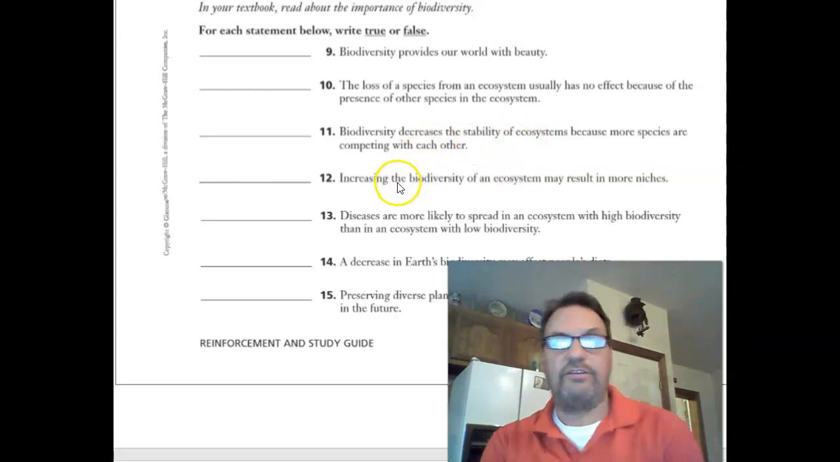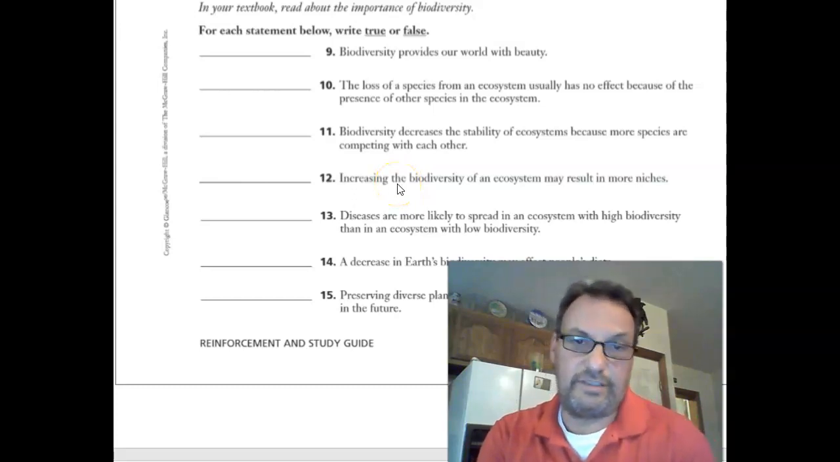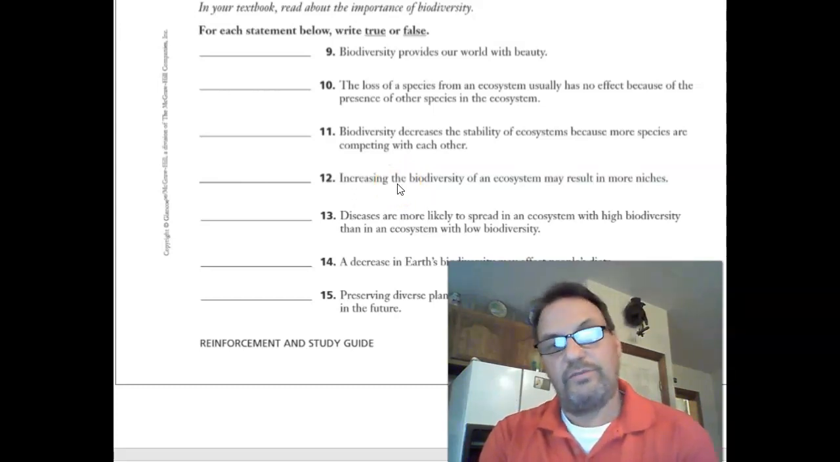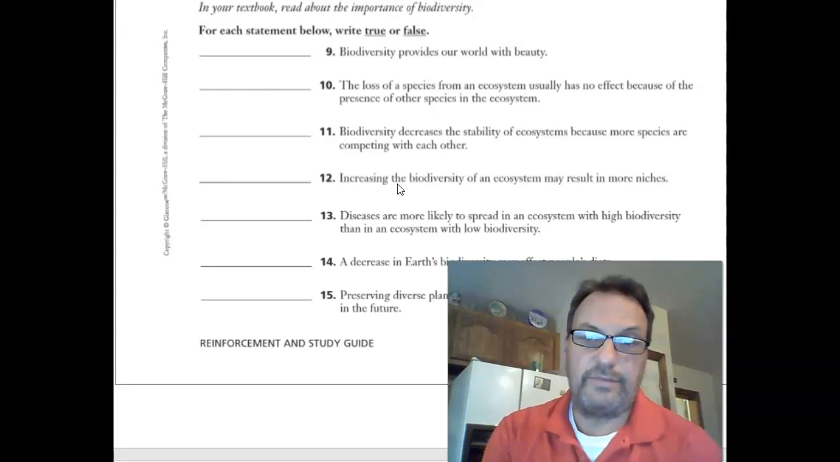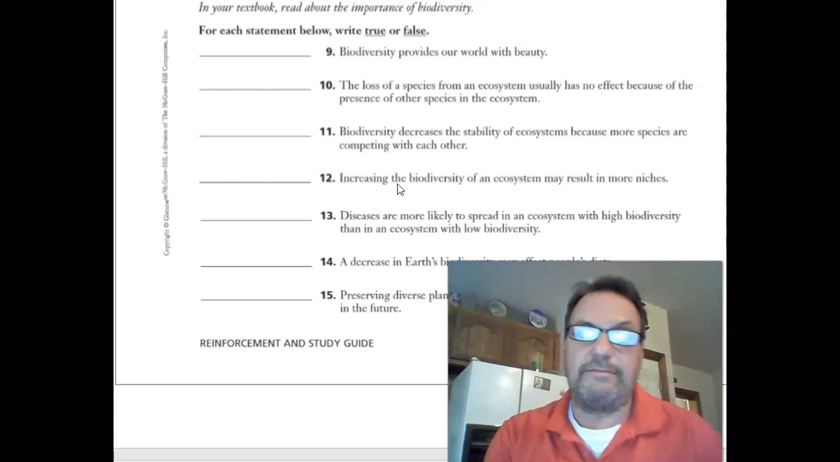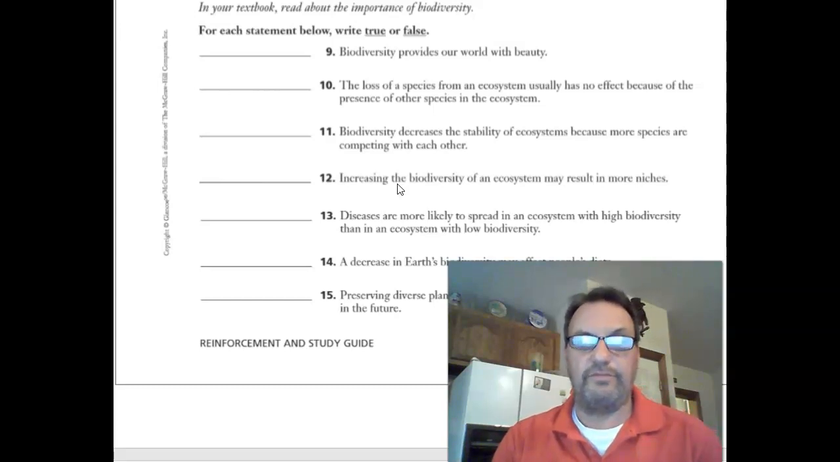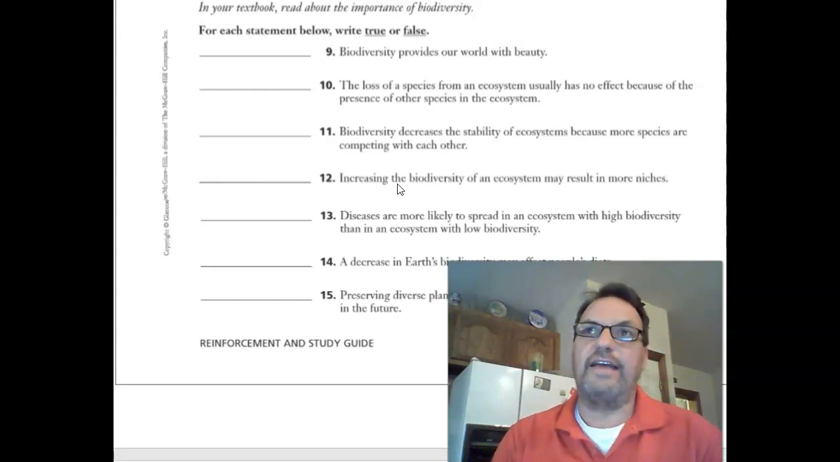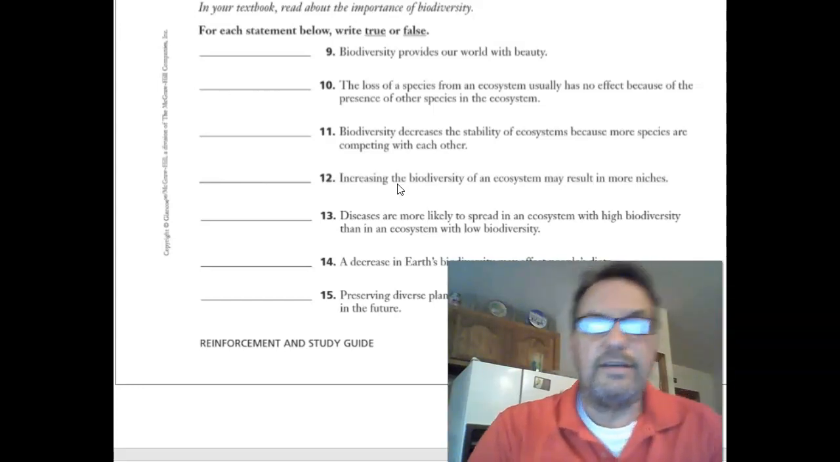Number 12, increasing the biodiversity of an ecosystem may result in more niches. Well, this is actually going to be false. I know this may be a little bit confusing. It's a little hard to think about it, but as you increase, you have a lot more variety. You're not going to have as many roles. The niches are the roles of an organism in the environment.